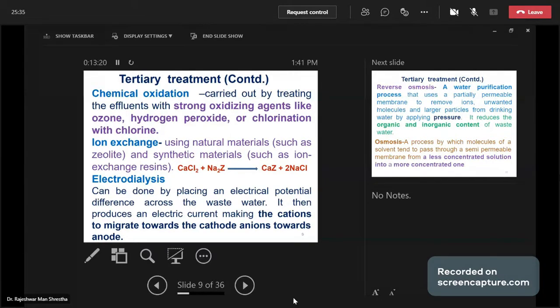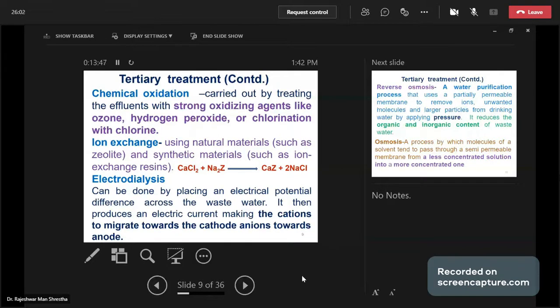If the pollutant can be oxidized, then we can use this method. Next is ion exchange, and this is used for removal of ions like calcium, iron, etc. For example, the removal of hardness caused by calcium and magnesium ions. The same process is used, and in this case, natural materials such as zeolite or synthetic materials like ion exchange resins are used.